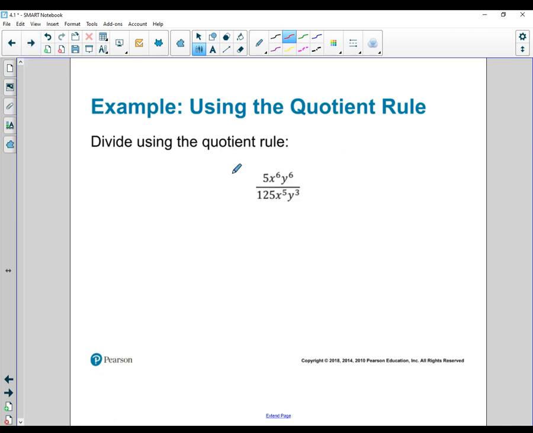And that'll be important if we have to simplify the top down. Again, we're just canceling what we can here. We have 5 and 125. Now, that goes to 25, but it's going to be 25 in the bottom. So 25 in the bottom.